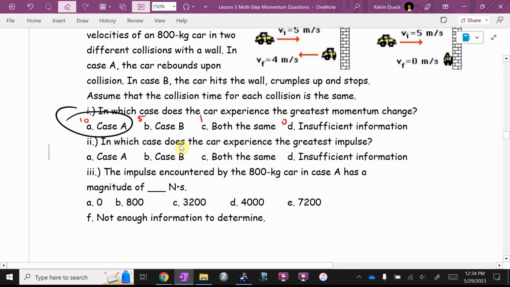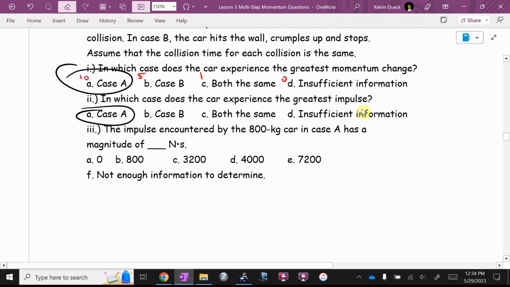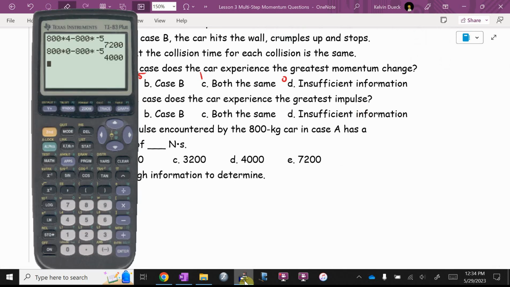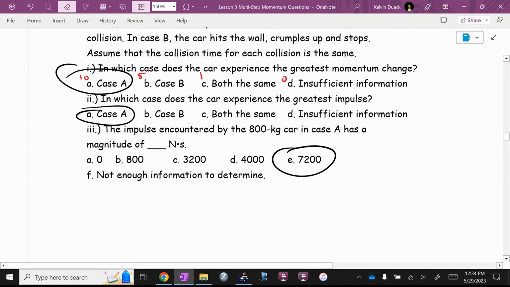Question 2. In which case does the car experience the greatest impulse? Lauren. Too slow. Davin, in which case does the car experience the greatest impulse? Same answer, because Lauren, impulse is the same as change in momentum or momentum change. That was all it was asking, really. I was saying, have you remembered that impulse is another word for change in momentum? So case A. Oh, we answered part 3. What was the magnitude in case A? 7,200. Yes?